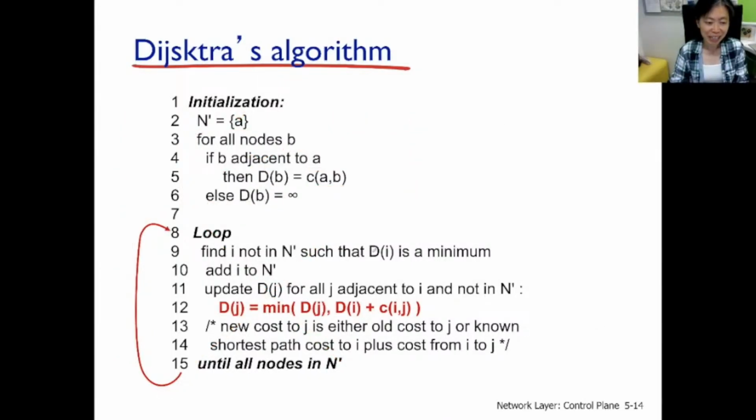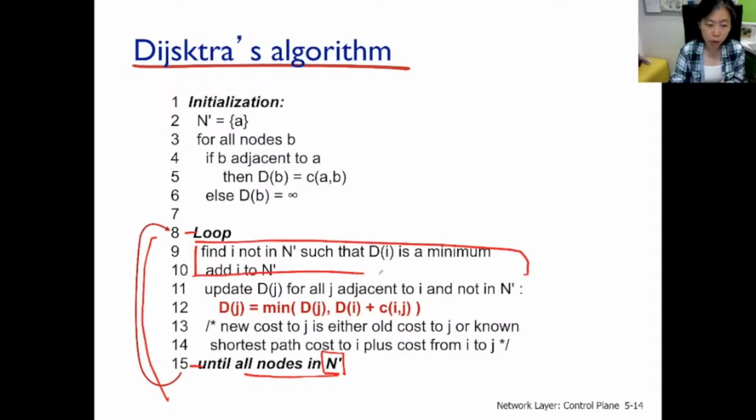Now the exciting part, the looping phase. It looks a bit complicated, but if you focus first here, the loop is going to go until all the nodes are in the N prime set. That is also saying that the loop is going to go until all the shortest paths have been discovered, the shortest paths to all the nodes. And you probably guess that one of the things that will be changing in the loop is the N prime set. Yes, indeed. The first part in the loop is exactly to do that. We are gradually adding nodes into the N prime set.